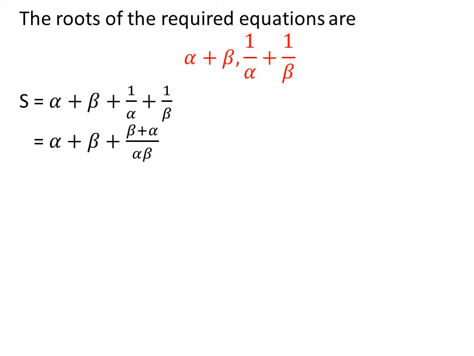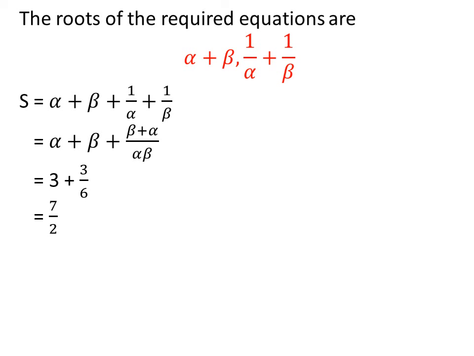We will write alpha plus beta as it is, and from the last two terms we have to take LCM, which is equal to alpha beta. So we will write alpha beta in the denominator, and in the numerator we are left with the terms beta plus alpha. Here we have to put the values of alpha plus beta and alpha beta, which we have obtained. As we have obtained the value of alpha plus beta equal to 3 and the value of alpha beta is 6, by putting these values, we can write 3 plus 3 over 6. Here 3 is the value of alpha plus beta and 6 is the value of alpha beta. By solving these terms, we get sum equal to 7 by 2.